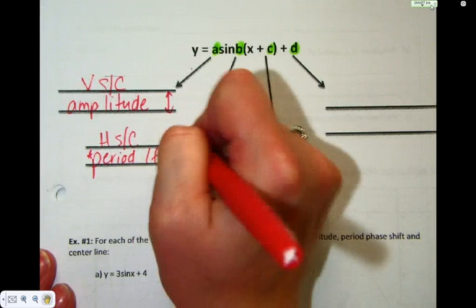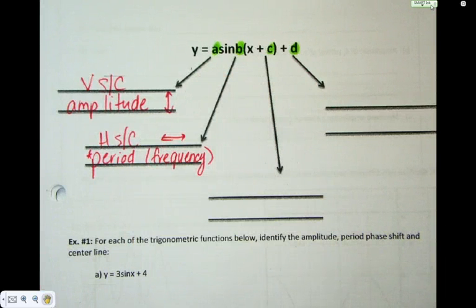And this is a horizontal movement. So as things get stretched out, the sound gets lower. As they get squished in, it gets higher. So that's how you get different frequencies in sound. It's the period or how many repetitions there are.